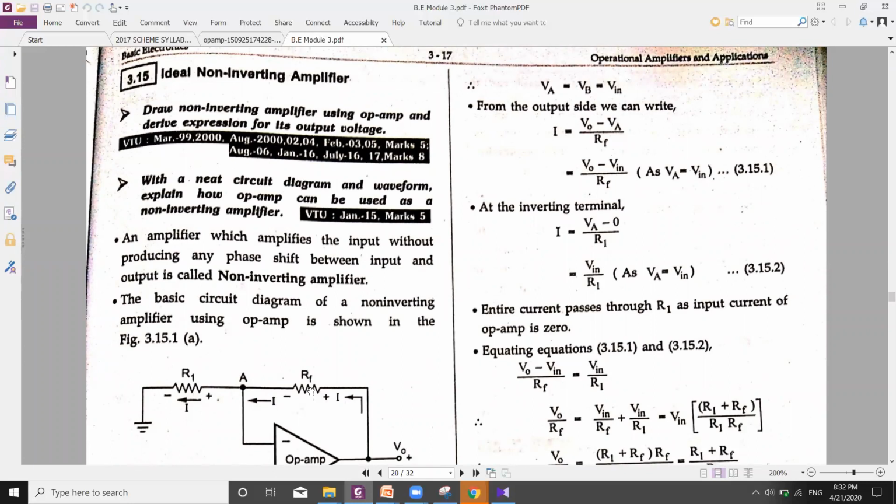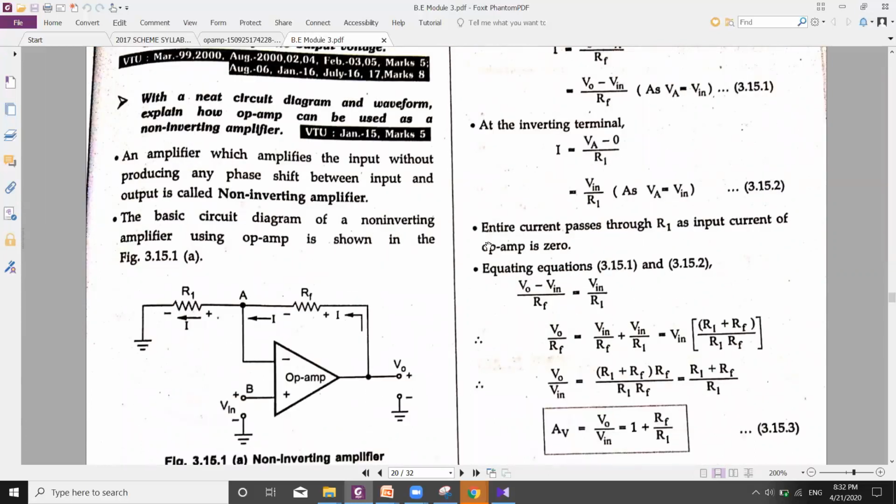Now let us write the expression for the current that is flowing at the output side over here. Let us write this expression for this I. Now current is flowing from right to left. So we have to take the output voltage V naught minus voltage at this point A, that is VA, divided by RF. I is equal to V naught minus VA divided by RF. Since from the virtual ground concept VA is equal to V in, let us replace this VA by V in. So we'll have I is equal to V naught minus V in divided by RF. Let us call this 15.1.